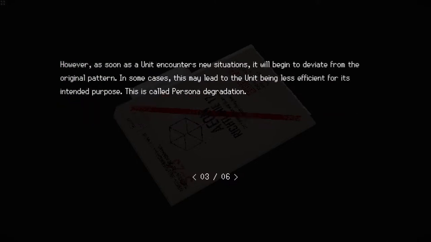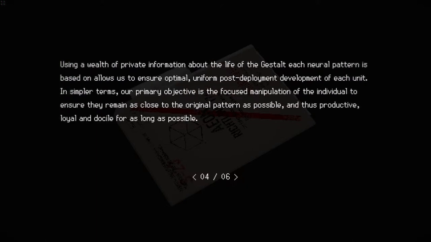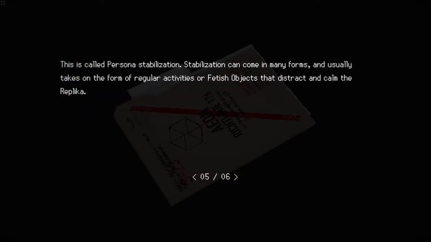However, as soon as a unit encounters new situations, it will begin to deviate from the original pattern. In some cases, this may lead to the unit being less efficient for its intended purpose. This is called persona degradation. Using a wealth of information about the life of a Gestalt each neural pattern is based on allows us to ensure an optimal, uniform post-deployment development of each unit. In simpler terms, our primary objective is on the focused manipulation of the individual to ensure they remain as close to the original pattern as possible, and thus productive, loyal, and docile for as long as possible. This is called persona stabilization. Stabilization can come in many forms and usually takes on the form of regular activities or fetish objects that can distract and calm the replica.